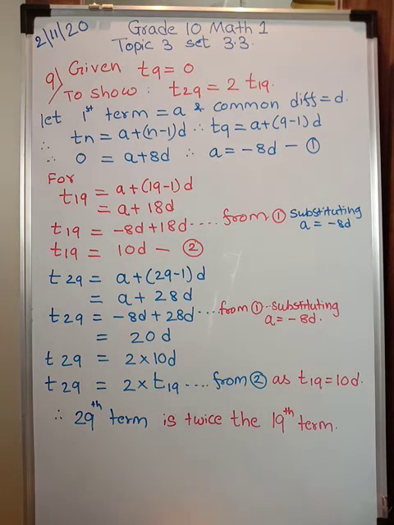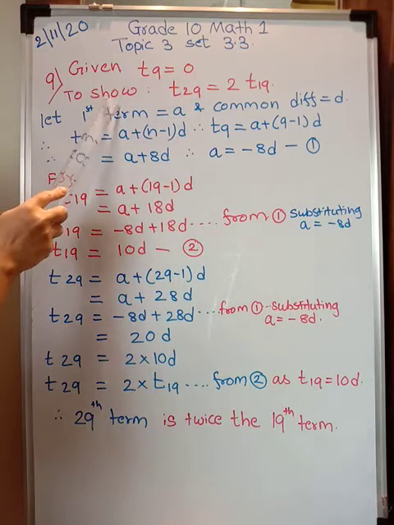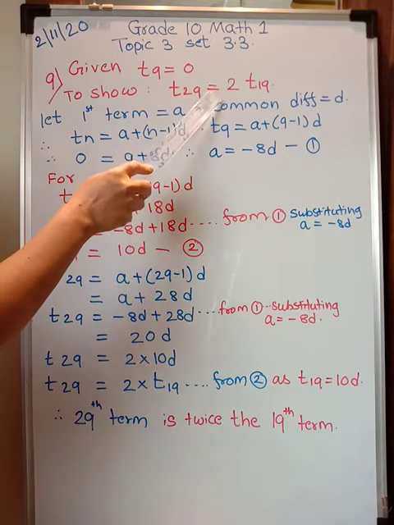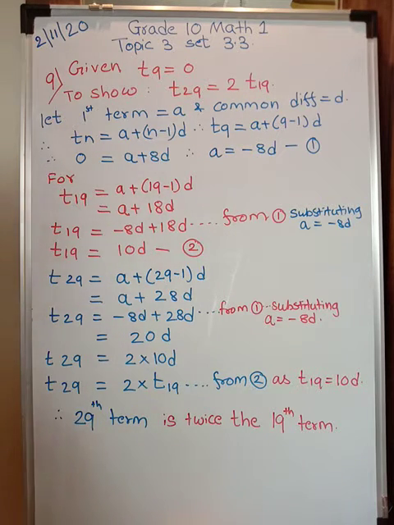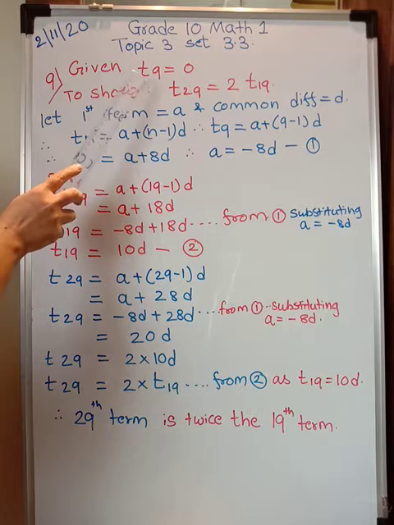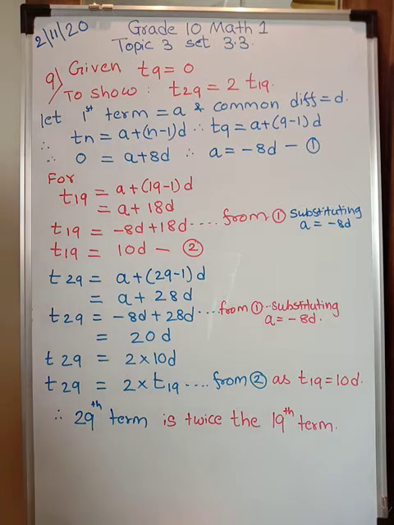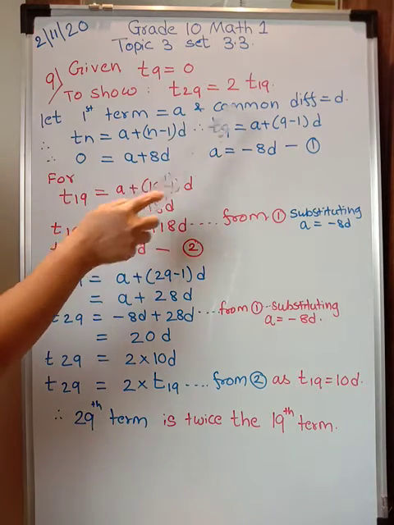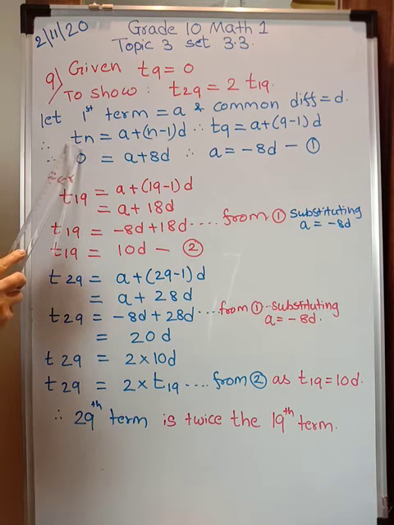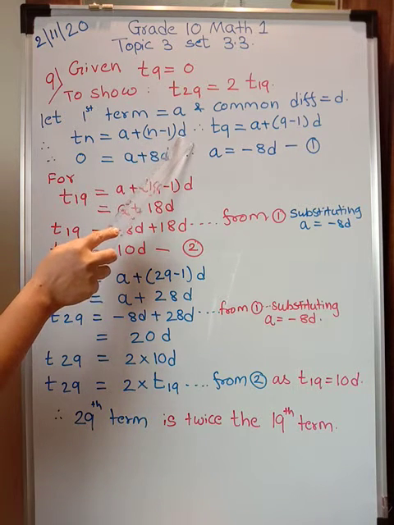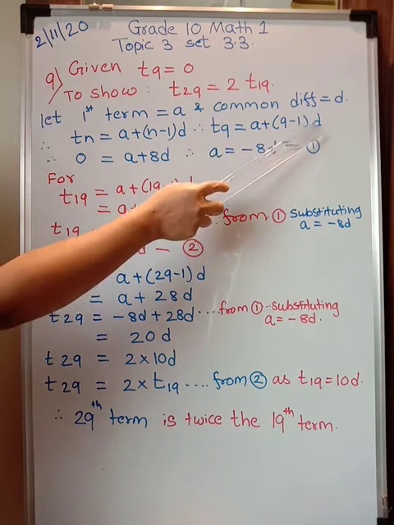Now let's go to the 9th problem. The question is, 9th term is 0 and we have to show that 29th term is equal to twice 19th term. It's very easy. Only you have to find equations of T9, T29 and T19. You will automatically get the answer. Just see now. Let first term be A and common difference be D. So what is Tn? Our formula for nth term is A plus n minus 1 into D. So if I wish to find 9th term, it will be A plus 9 minus 1 into D.